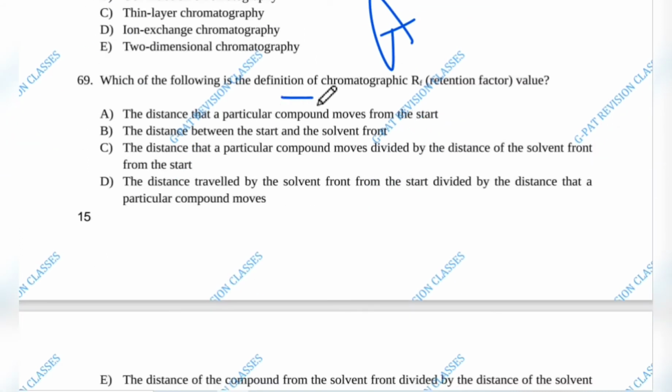Next is question number 69: which of the following is the definition of chromatographic Rf? Rf means retention factor value. The answer is C, the distance that a particular compound moves divided by the distance the solvent front moves from the start.